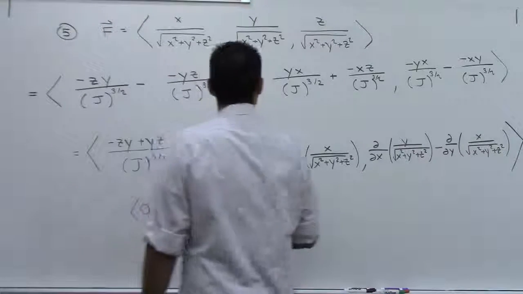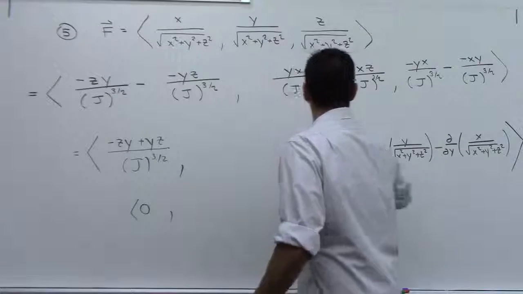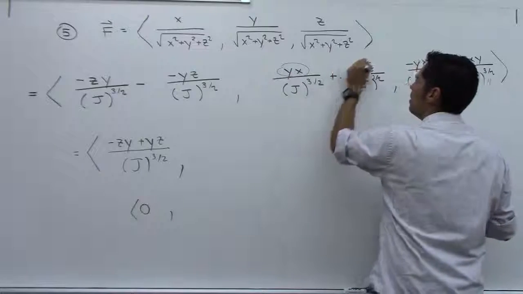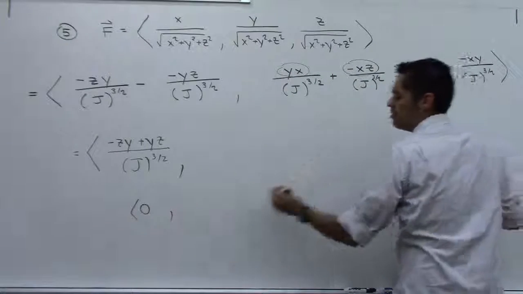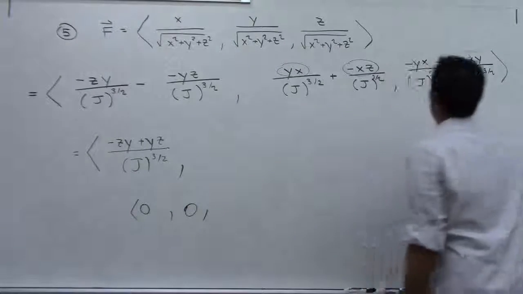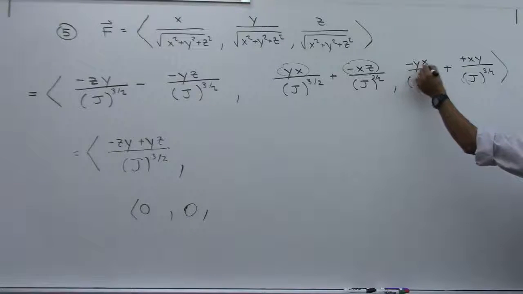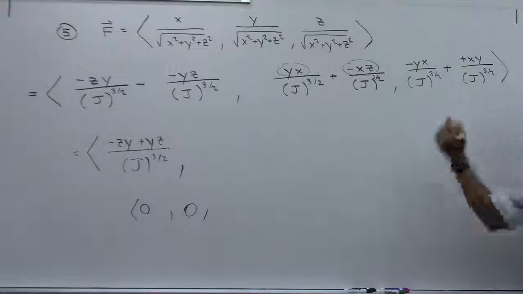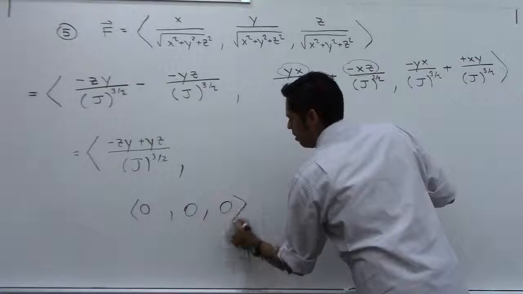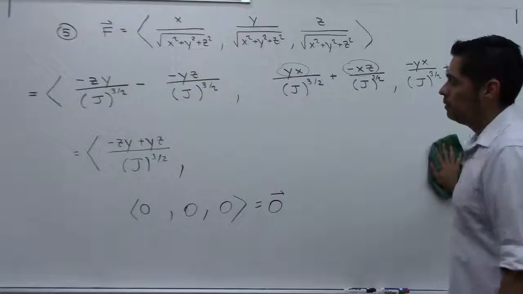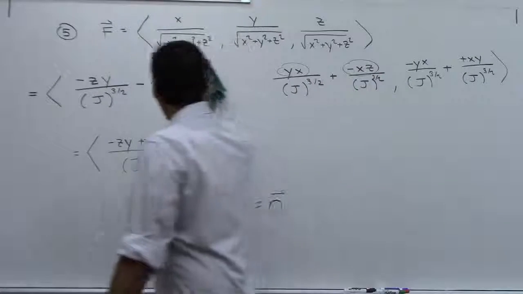And then when I do the next one, which is this one, I get the same thing to happen. This and this cancel. So I get a 0 there. And then the last one, this becomes a plus, and I get negative yx and plus xy. Those cancel again also. I get 0. So my answer is the 0 vector. So that's my curl.